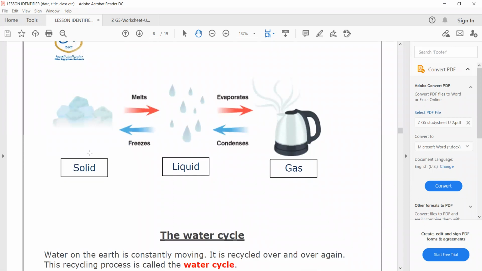This is a summary of the changes between the different states of matter. The ice, by heat at 0 Celsius degree, will melt to liquid state. And water, by more heating at 100 Celsius degree, will evaporate into water vapor. And if you cool the water vapor, it will return back to the liquid state. This is called condensation. And if you freeze the liquid at 0 Celsius degree, it will return back to ice, which is the solid state of matter.